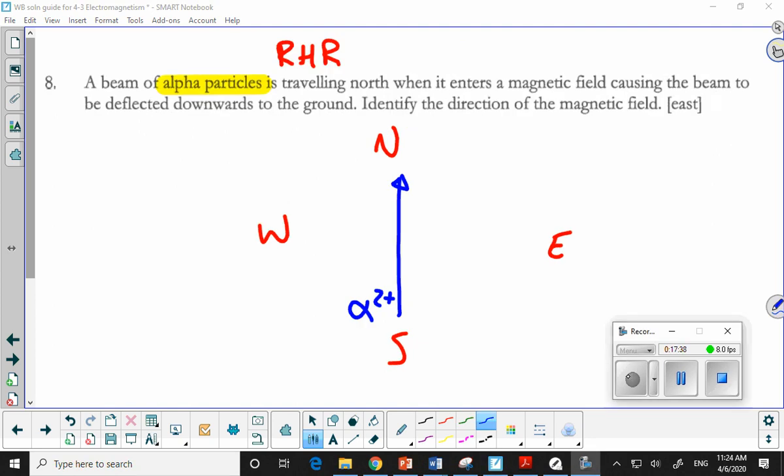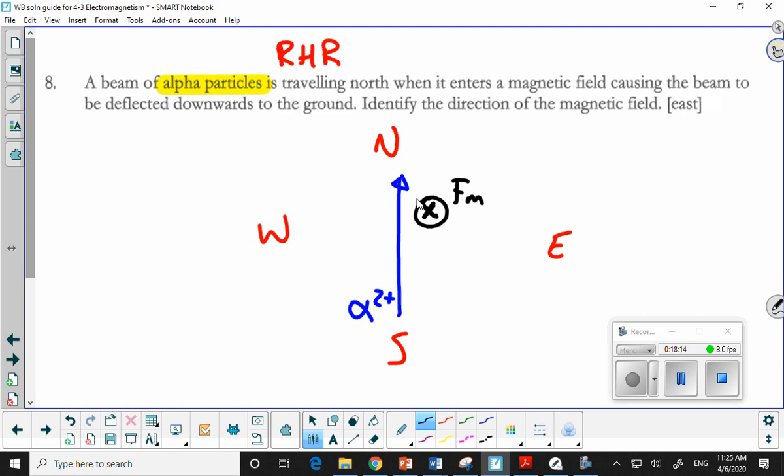Question number 8. We've got a beam of alpha particles, so we have to use the right-hand rule. They're going towards the north. In this case, we're going to try and find the direction of the magnetic field. So it tells us the force is deflected into the ground. So the magnetic force in this case, I'm going to symbolize here with my X, is into the ground. So take your thumb, point it towards the north. Your palm has to go into the page.